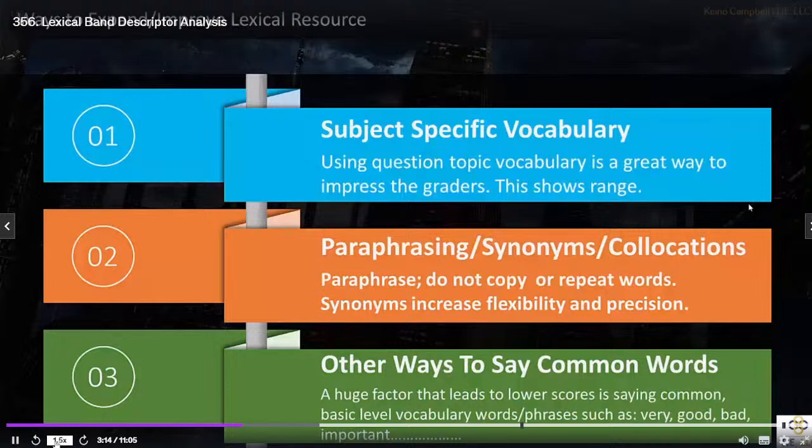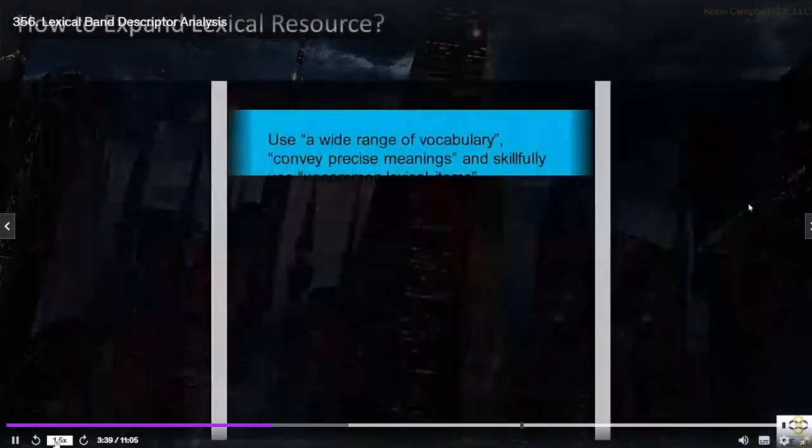And then you've got to find other ways to say really common words. You really can't use words like good, bad, very, important, give, get. A lot of those really common words, they don't help your score at all.